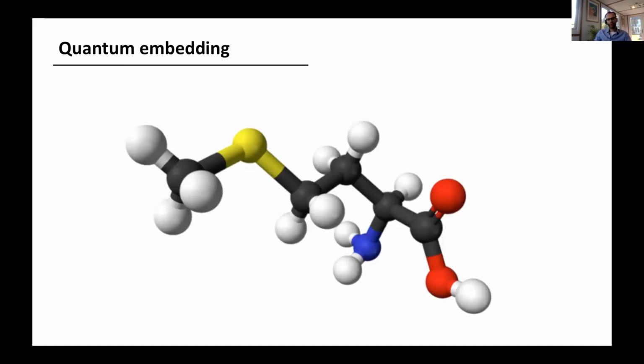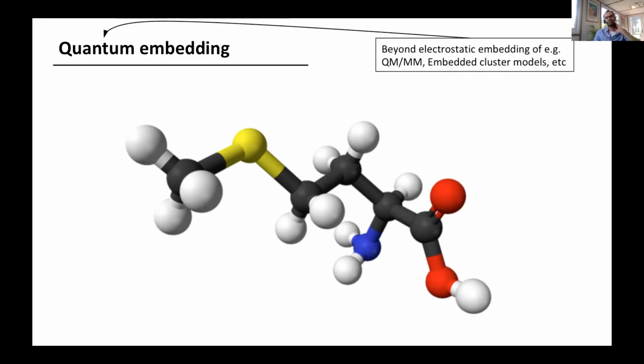So I want to talk about quantum embedding. I want to start with an exemplar molecule here that I want to do some sort of multi-reference treatment on, and I don't really know where to start, right? What makes this a quantum embedding, right? We've already heard in this workshop people doing excellent research on things like embedded cluster models, QM/MM, continuum environment models. What makes this a quantum embedding is that we're going beyond simply an electrostatic embedding of degrees of freedom, right? So what does that mean?